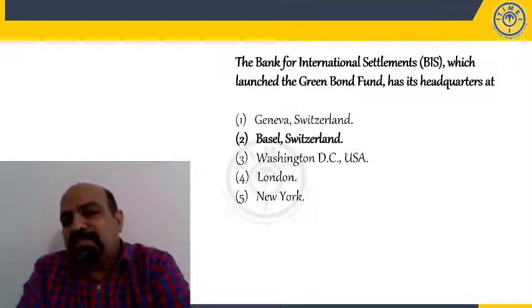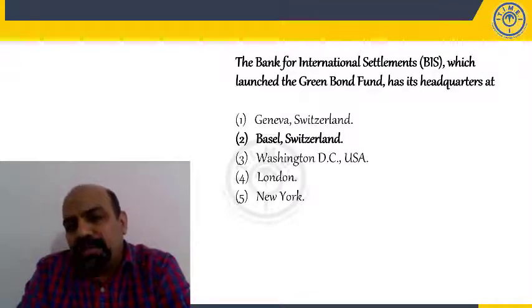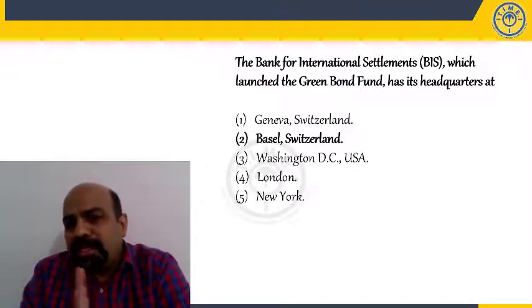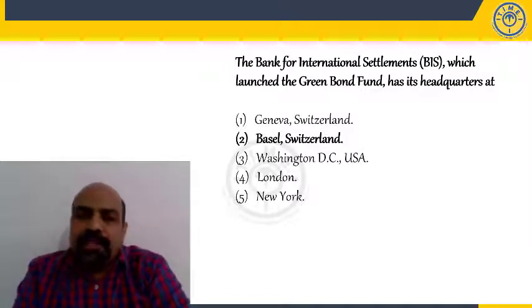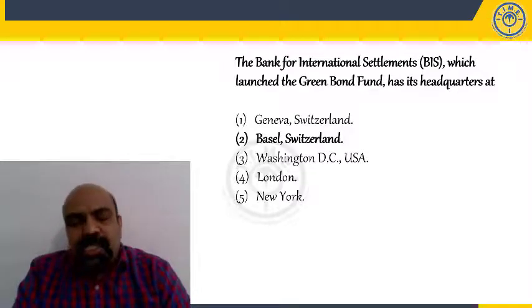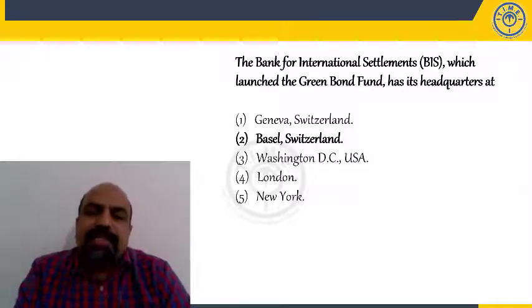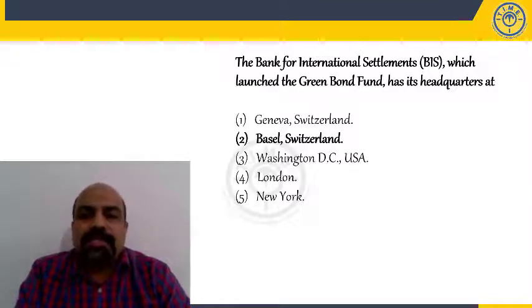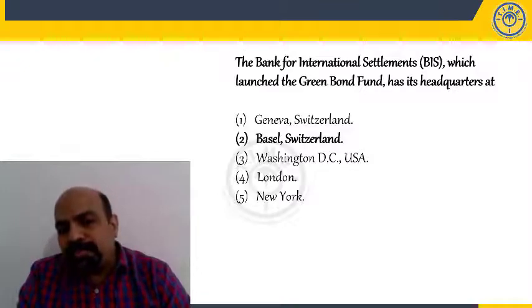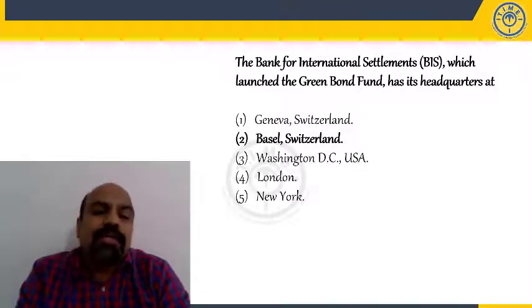The Bank for International Settlements, which launched the Green Bond Fund, has its headquarters at Basel, Switzerland. So I would want you to write this. BIS, underline that. First point: established 1930. Then head office, you write that place, Basel, Switzerland. You can call it Basel also. That's the head office.